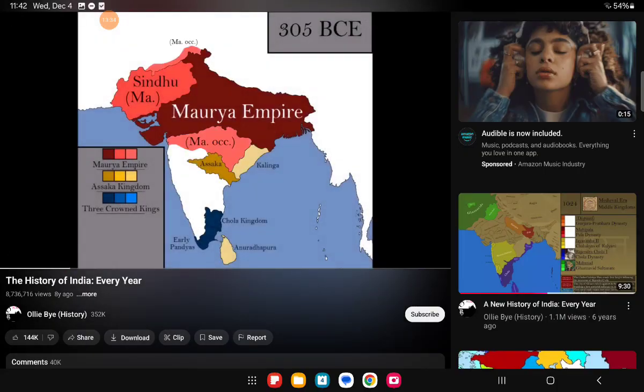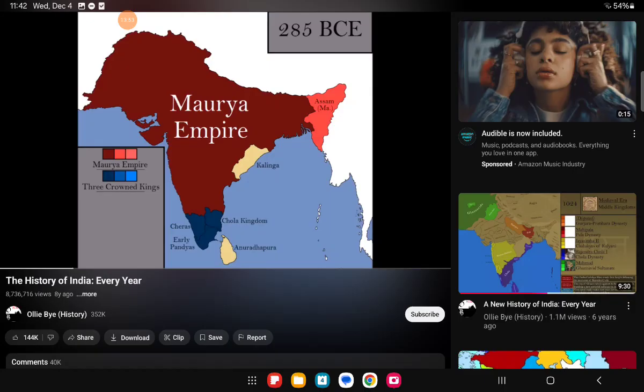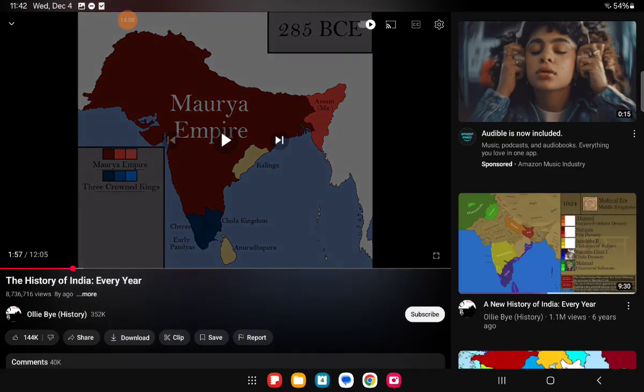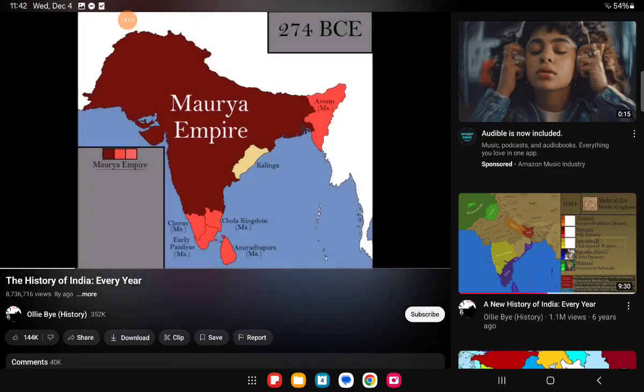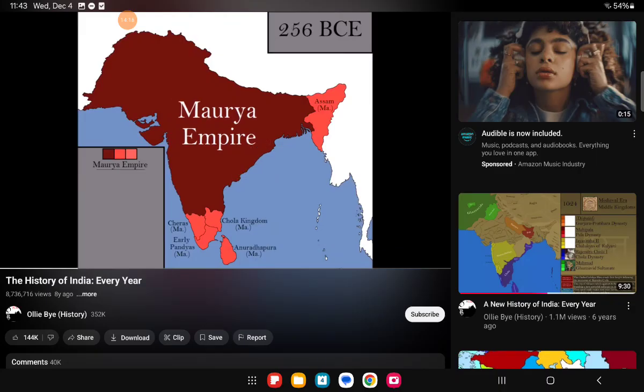Now he made Sindhu bigger, and they're doing more occupying and conquering. Now everything except for the Tamil kings and Kalinga. They even took over more of Pakistan. Oh look, they're occupying Assam. I think Chandragupta is already dead now. Oh look, they occupied the Tamil kings, or made them vassals or whatever. Now they've fully occupied, what is it called? Kalinga.